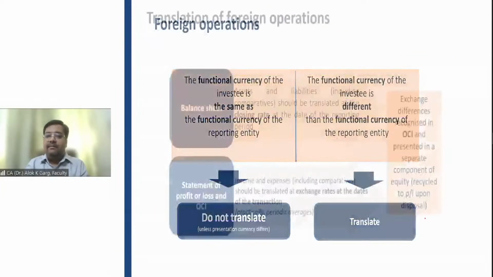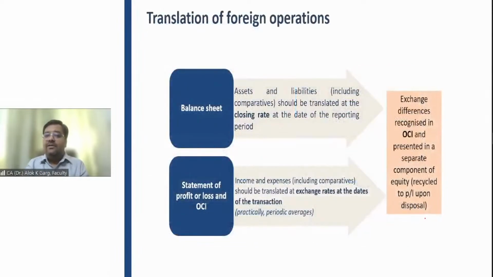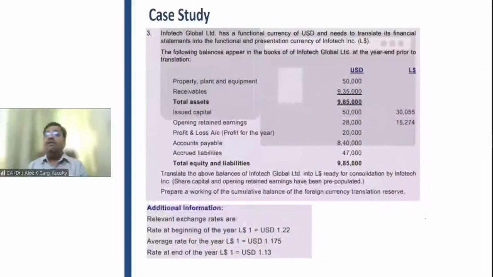Yeah, is that clear? So balance sheet, closing rate, P&L, average rate, and exchange difference will be recognized in OCI. Now let's discuss this case study from Institute Study Material.